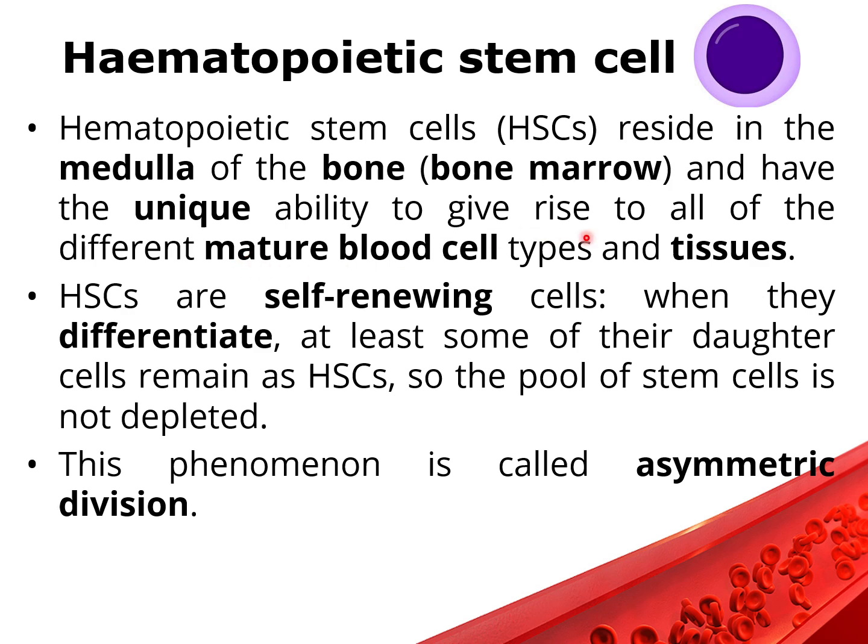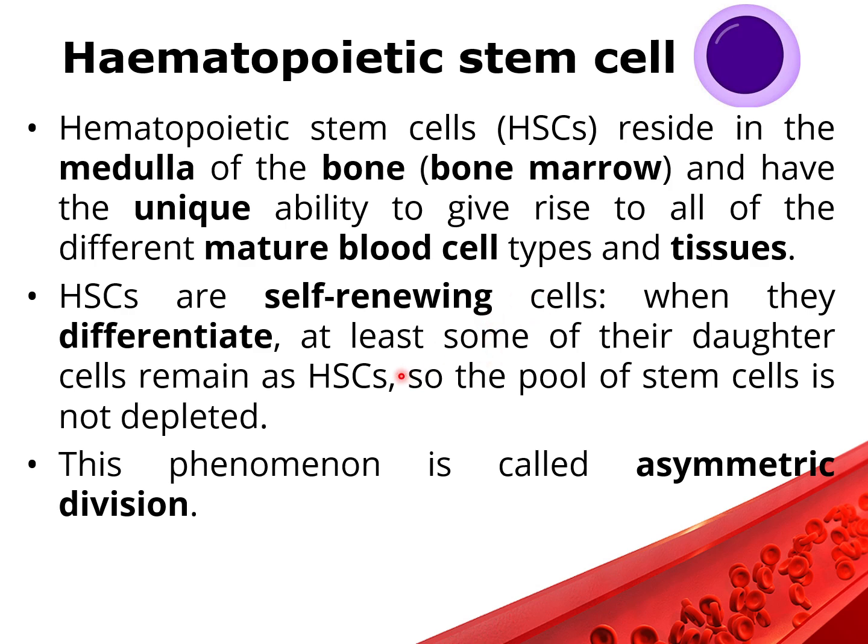HSCs reside in the medulla of the bone marrow. This medulla we will understand in the next slide, which is a very small portion but has a very soft tissue-like structure. All the blood cells have the unique ability to differentiate into a specific cell type. So you can say that bone marrow is kind of a factory which is giving rise to various products such as RBCs, WBC types and other types of cells.